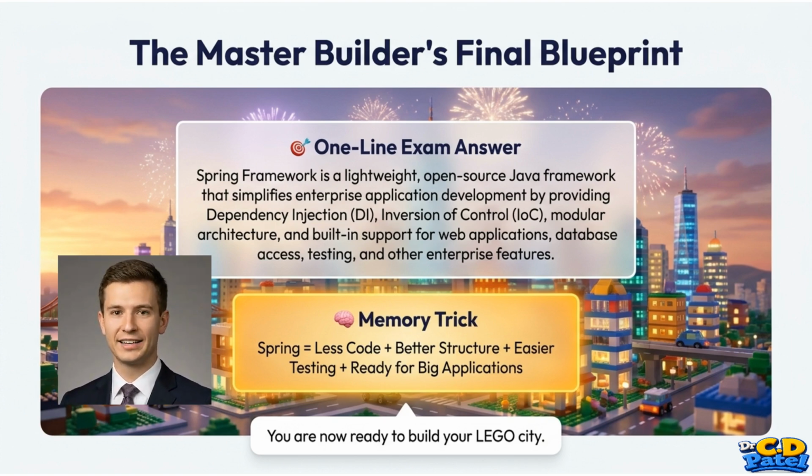If this sounds complicated, remember our Lego example. Without Spring, we manually find, connect, organize, and manage every Lego piece. With Spring, we have a smart helper that manages much of this work for us. So remember this formula. Spring equals less code, better structure, easier testing, and readiness for large applications. Now you are ready to start building your own Java Lego city with Spring.